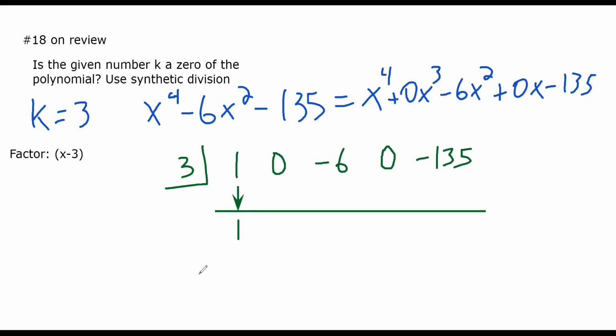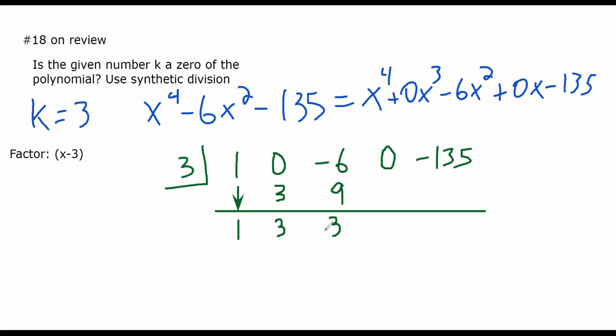And then, I think you guys remember synthetic division, it's nice and slick. We do 3 times 1, which will give us 3. Then we add these together. 0 plus 3 is 3. Now I do 3 times this 3 down here, which will give us 9. Then I do -6 plus 9, which ironically will give us positive 3 again, just a coincidence.